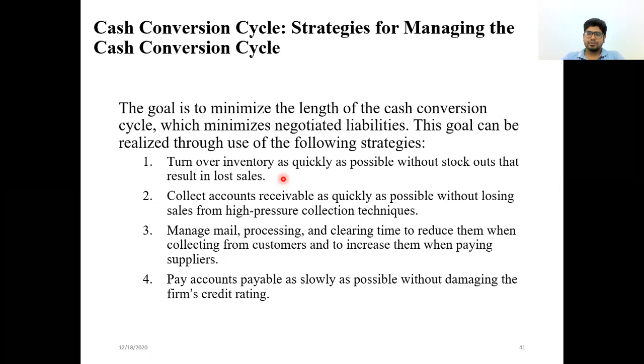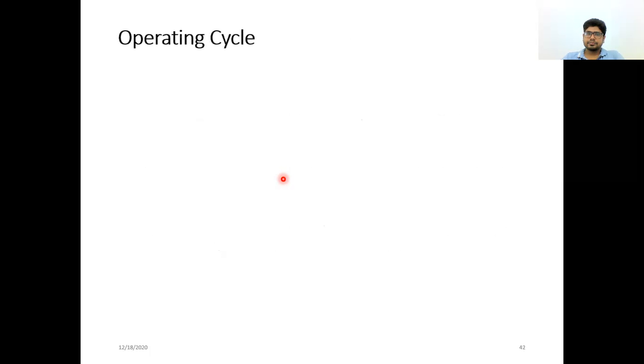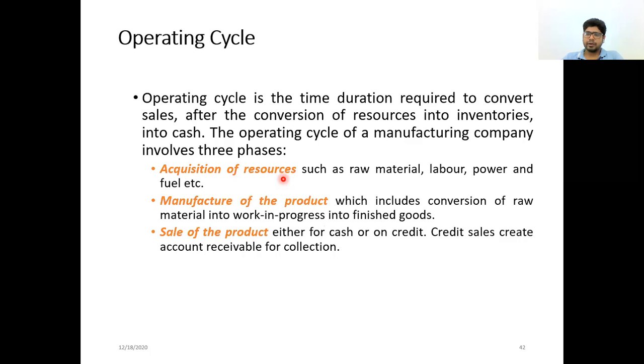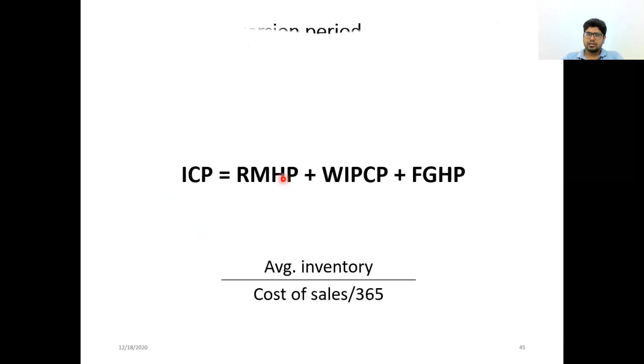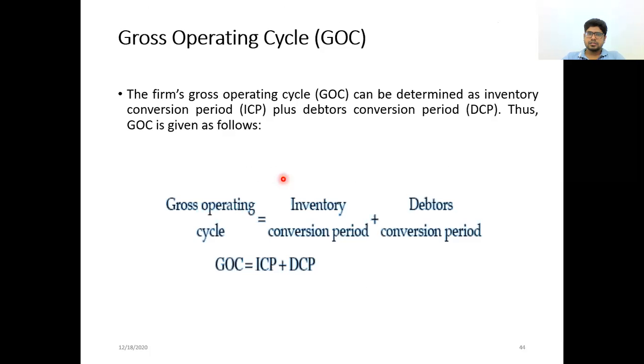When you collect the money, you have to speed up the collection, but when you pay the money, you have to slow down and pay accounts payable as slowly as possible without damaging the firm's credit. Keep in mind that if you delay payables more and more, the suppliers will not give you inventories and raw materials on credit terms. The next section is the operating cycle. I think we can start it in the next session. I think it's enough today.